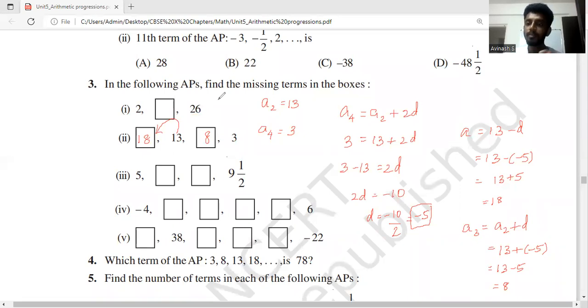But in this problem, since the common difference is negative, we get the opposite values. Like the previous term is a little larger than the next term. Likewise.